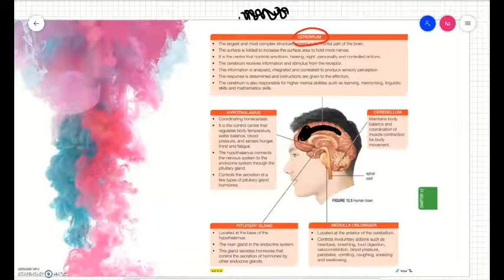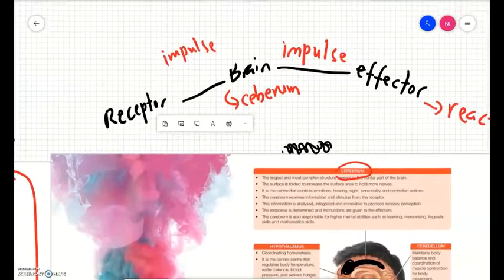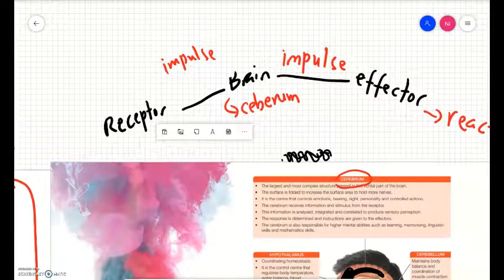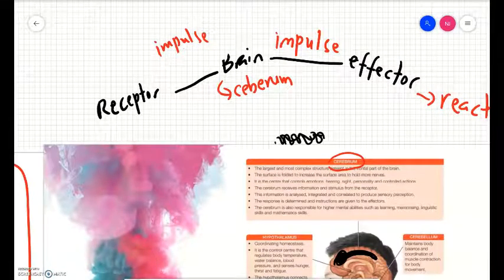This cerebrum controls our emotions, hearing, sight, personality, and control action. Control action is something that you do purposely. Cerebrum receives information from receptors and stimulus, and then this information that is accepted from the receptors will be analyzed, integrated, and then correlated to produce a reaction.